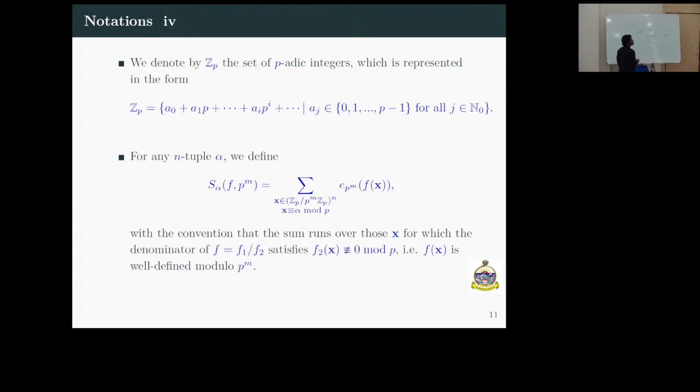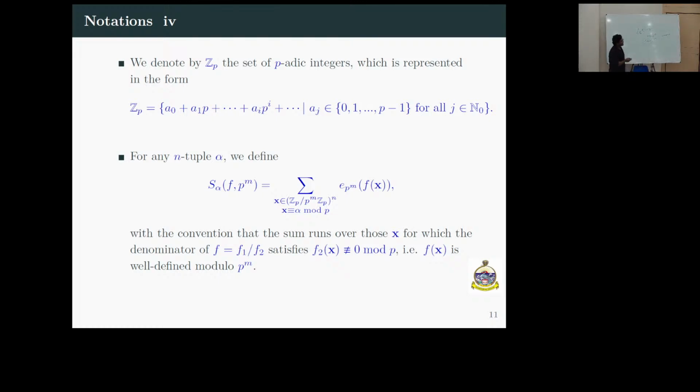Okay, so we have at first some Z_p, right? So Z_p are of this form. We are taking all those elements which are of the form a_0 plus a_1 p plus dot dot dot plus a_i p to the power i plus dot dot dot, where the a_i's are running from 0 to p minus 1. But the quantity we will be interested to evaluate today is the same sum S as we have defined first, but we are fixing all those elements which are congruent to some alpha modulo p, right? Is this clear?